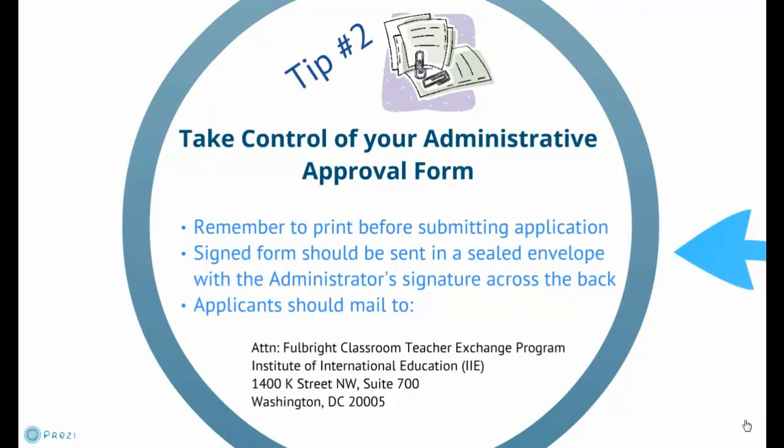The administrative approval form is required for a completed application. You must print this form before you submit your application. So once you submit your application, you cannot go back in and print. So just be sure to do that. This form should be returned to you in a sealed envelope signed across the back by your administrator. And we recommend that teachers take control of sending this form via post to IIE. So essentially, if you are in control of mailing it, you know exactly when it was sent, not when you think your administrator sent it.